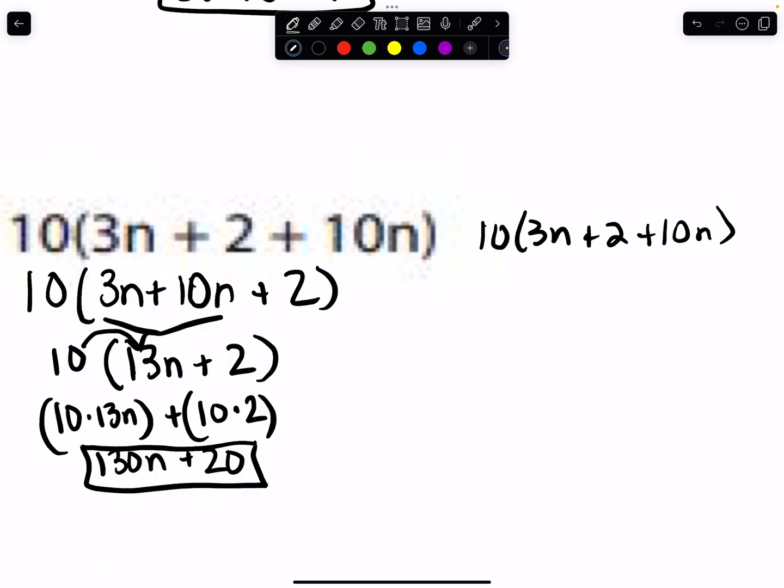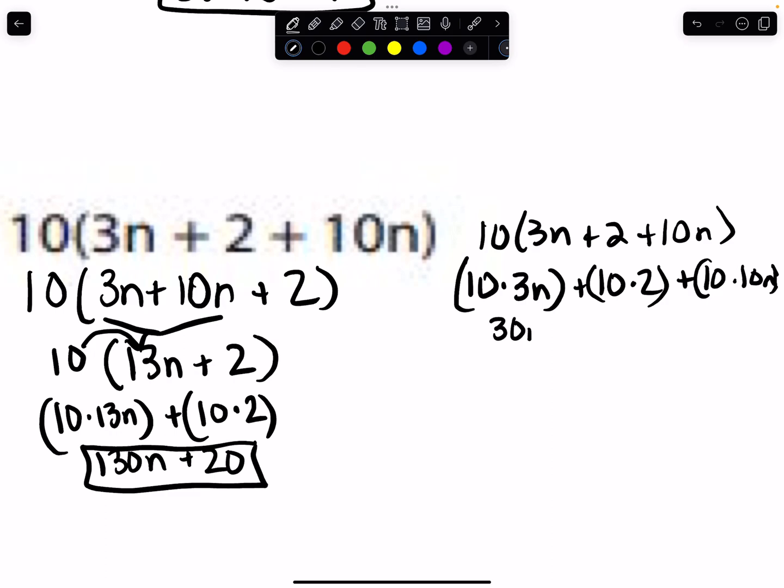Okay, if I forget and I just go, okay, I'm going to distribute 10 times 3n. I'm distributing 10 goes with the 2. Distributing again, 10 goes with the 10n. All right, now I got to multiply. So this is 30n plus 20 plus 100n.